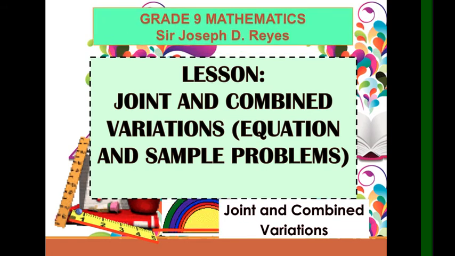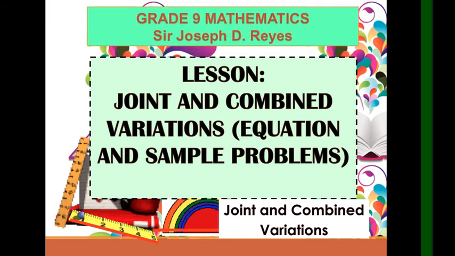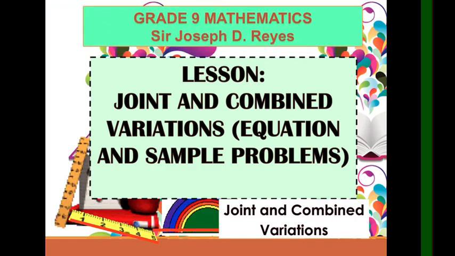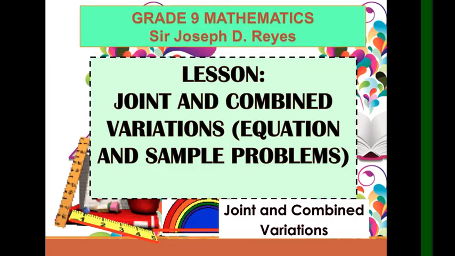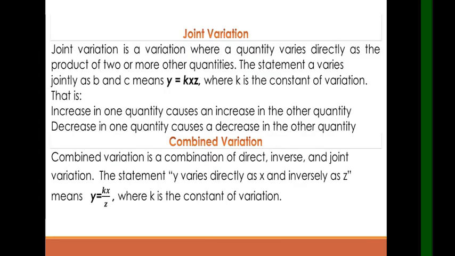Thanks! And now let's proceed to our main topic for today, which is all about joint and combined variations. So, paano nga ba mag-solve ng joint and combined variations? Pag sabing joint variations, joint variation is a variation where a quantity varies directly as the product of two or more quantities. So, ibig sabihin, pag sabing joint, it is a product of two or more quantities.